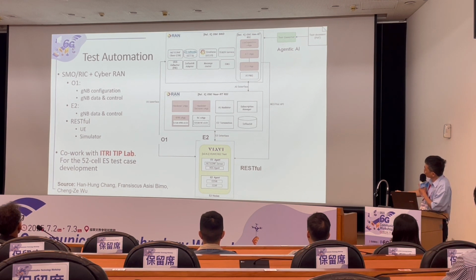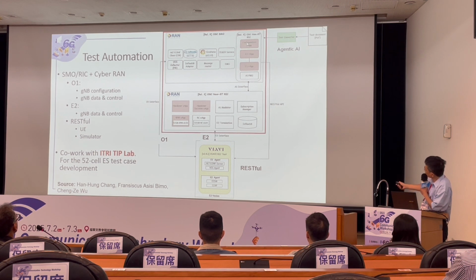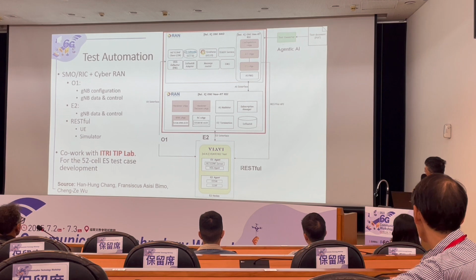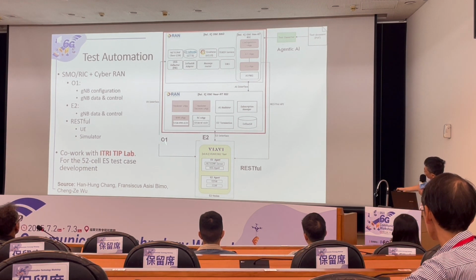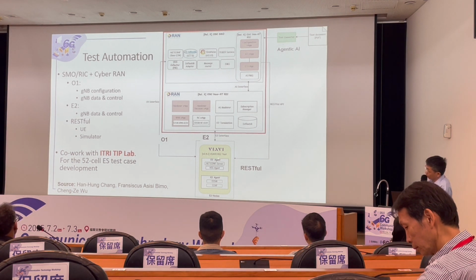Second one is test automation. We try to create SMO and RIC plus the cyber RIG. So we take the VRV simulator as a cyber RIG. We try to work with E3. E3 gives us a test document. We want to automate everything. Traditionally, everybody needs to configure everything in the simulator here. But now we use SMO and RIC to automate everything. Use the configuration to configure the simulator.